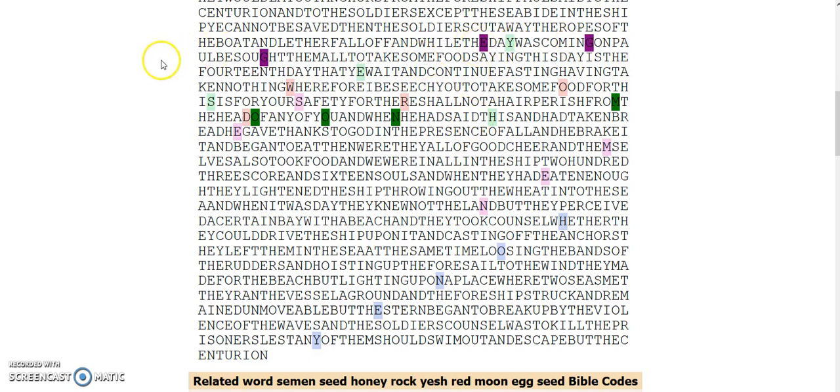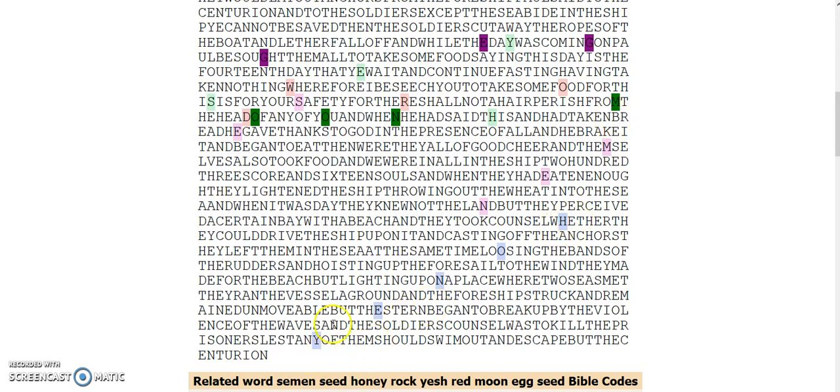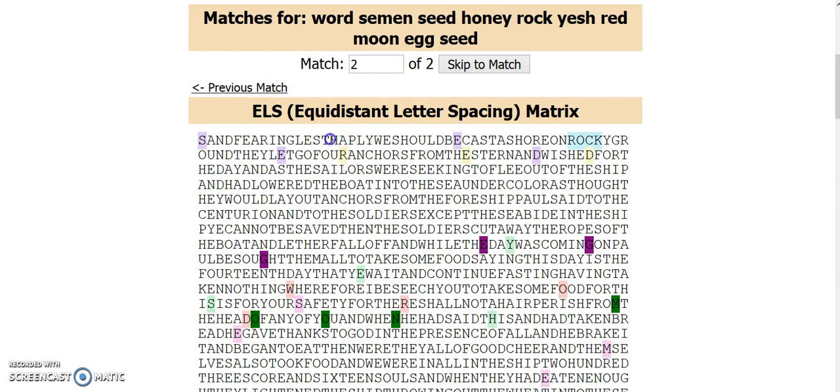But then you have egg over here in the burgundy, and then you have the word moon over here in the green with the letters M, O, O, N. And so that's coming through where you have the word word, and the word semen is going through the word moon, and you have the word yesh over here in the green, and then you have the word honey over here in the blue. And also over here where you have the word happily, which I mentioned earlier, I believe that has to do with haploid cells.